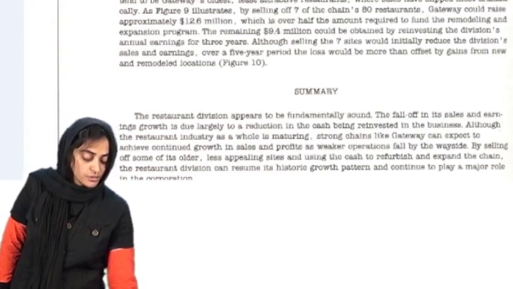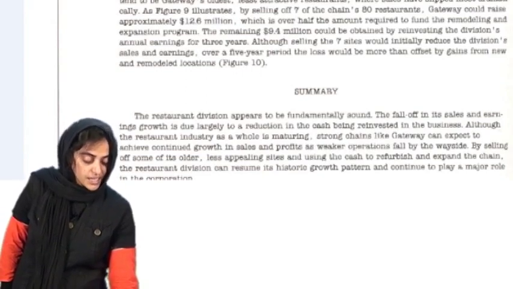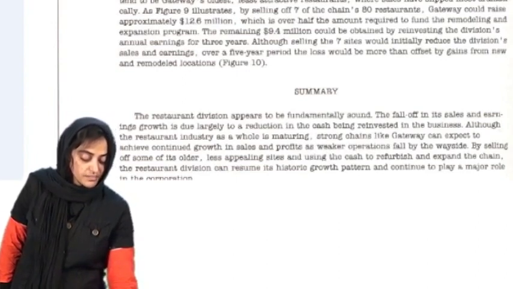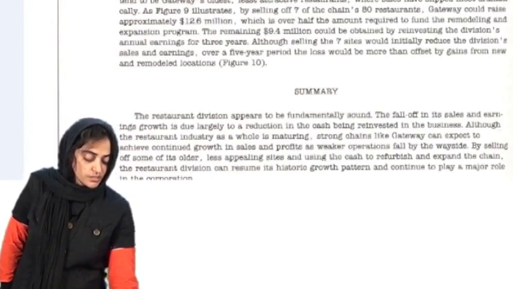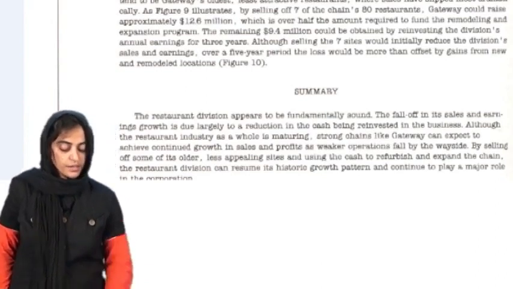Although the restaurant industry as a whole is maturing, strong chains like Gateway can expect to achieve continued growth in sales and profits as weaker operations fall by the wayside. By selling some of its older, less appealing sites and using the cash to refurbish and expand the chain, the restaurant division can resume its historic growth pattern and continue to play a major role in the corporation.